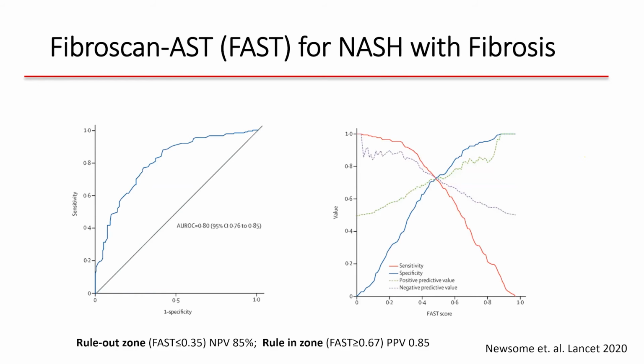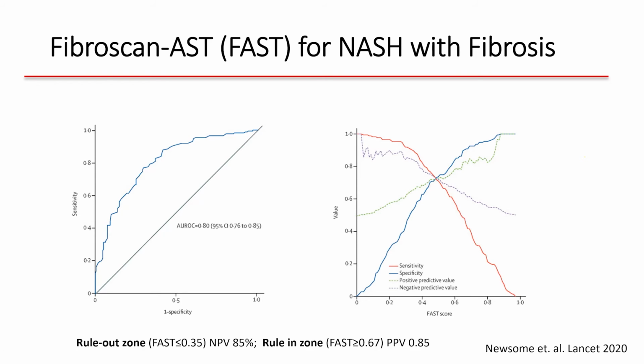We're going to see over the next couple of months to years permutations of how Fibroscan can be used in clinical practice. This is just one example of that. This is the FAST score. What it does is combine the liver stiffness measurement with CAP as well as AST. As you can see, the diagnostic performance for identifying patients with NASH, with F2 fibrosis and moderate fibrosis, is pretty good. And this is, again, the sensitivity and specificity plot.